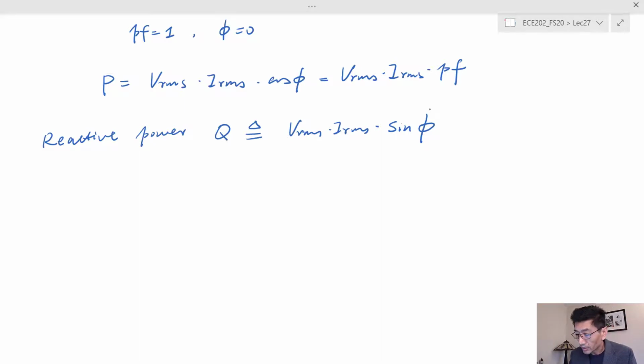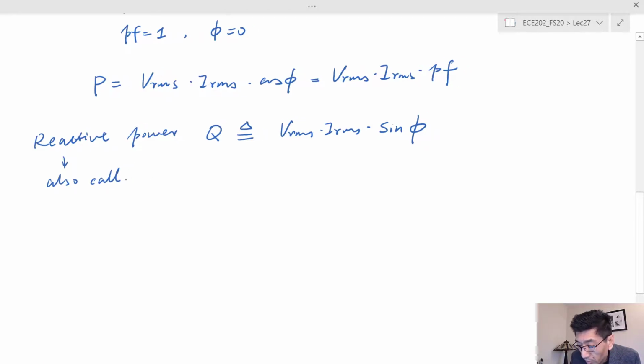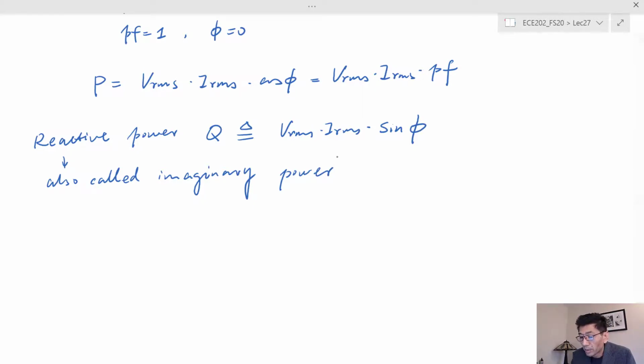Okay, so although this reactive power is not real, it's very important in the practical world. Okay, the reactive power is also called imaginary power. The reason we will see soon as we talk about the complex power, because that's the imaginary part of that complex power.